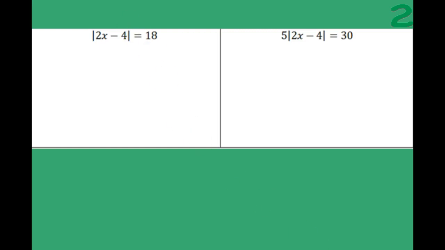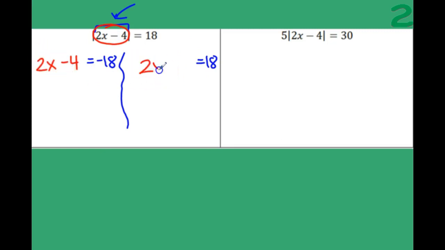So let's try another one like this. What could I put in here inside our absolute value for it to come out clean, 18? Well, I know I'm going to have two answers because I could put in a negative 18 or I could put in a positive 18. So this whole piece right here has to be equal to negative 18 or positive 18. So 2x minus 4, 2x minus 4.